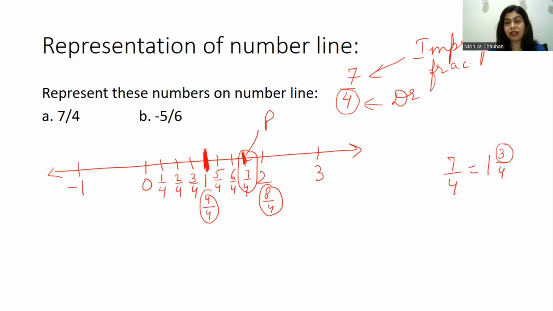I hope you have clear with this. We will do one more as minus 5 upon 6. So we will draw another line.